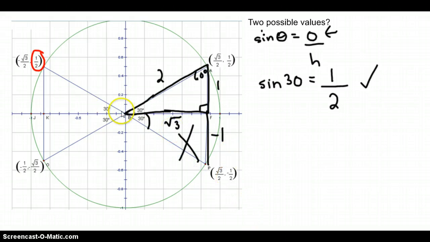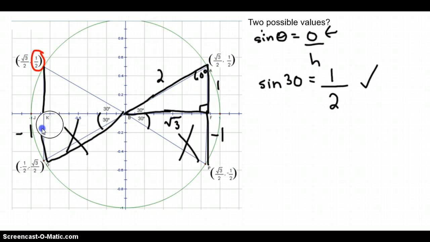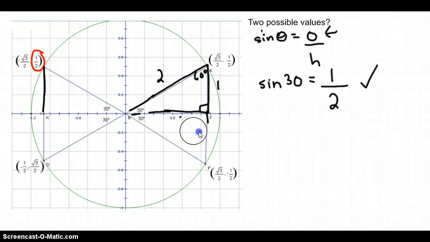So that doesn't work. Quadrant 4 doesn't work. If I come over here in quadrant 3, my opposite from angle 30 is, again, negative 1. So that doesn't work. We need positive 1. The only other spot where it's positive is on the other side in quadrant 2. So you can tell from this graph here that in quadrant 2, your y values are also positive. So here we have positive 1 over 2, and this is working from sine of 30.